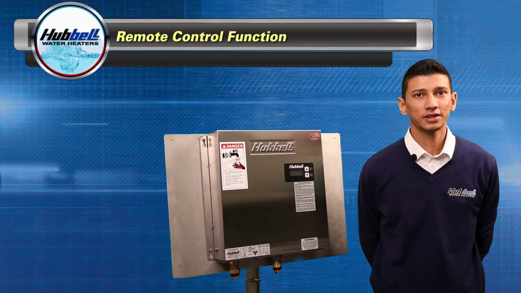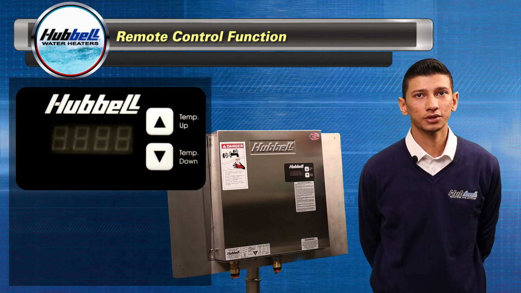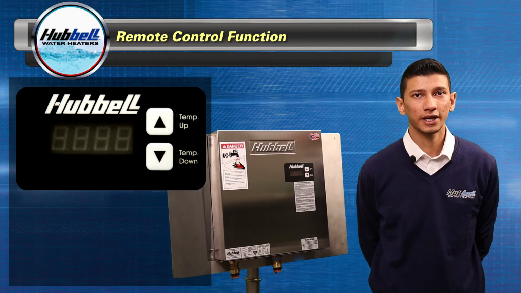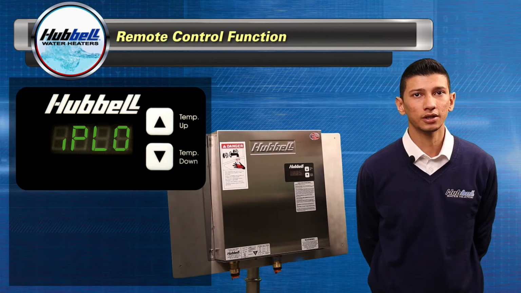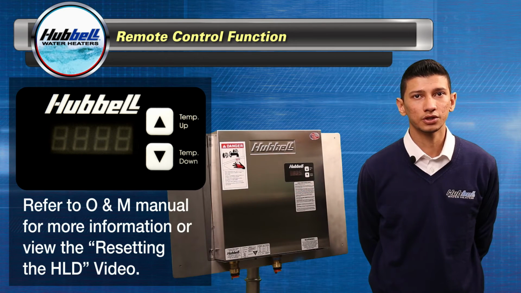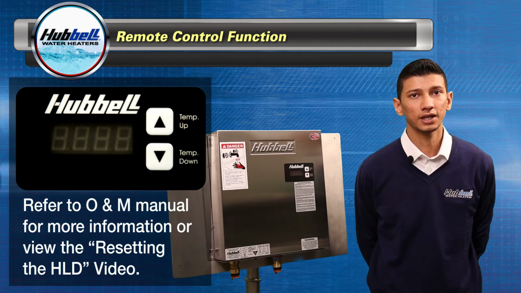The next parameter is the remote control function. This function is used when an external signal or switch is used to activate the heater. There are 3 parameter values: IPOF, IPHI, and IPLO. Please refer to the O&M manual for more information on this function and wiring if needed, or look for the video tutorial for clearing the HLD code.